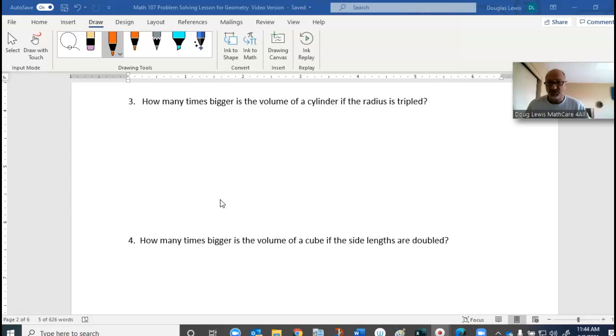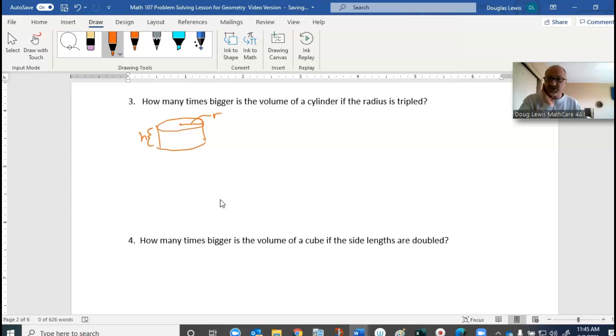So the first question we have here is how many times bigger is the volume of a cylinder if the radius is tripled? Notice it doesn't tell you anything about the radius as it starts or the height. So what we want to assume is that we don't know that. Let's just draw a cylinder, and this could be just any cylinder. We're going to assume that the radius is unknown, and usually we use R for the radius and H for the height.